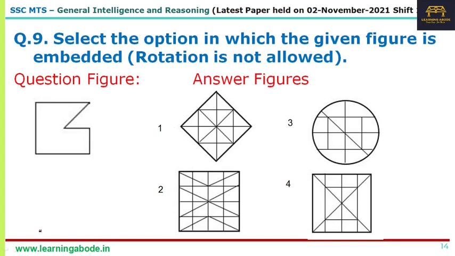Now question number 9, an image based question. You have to select the option figure which is embedded. The question figure is embedded in one of the 4 options. So which figure is that? And they have mentioned that a rotation is not allowed.